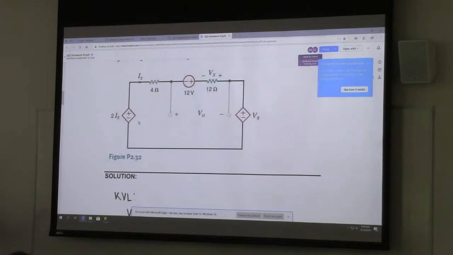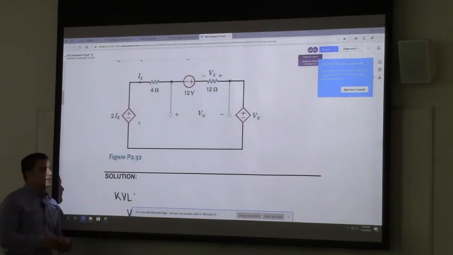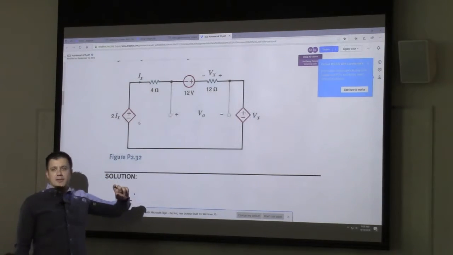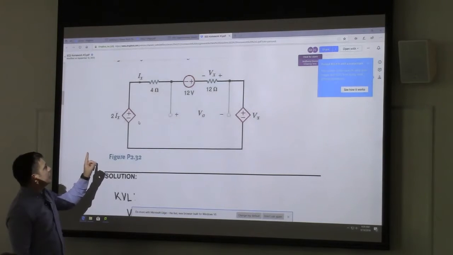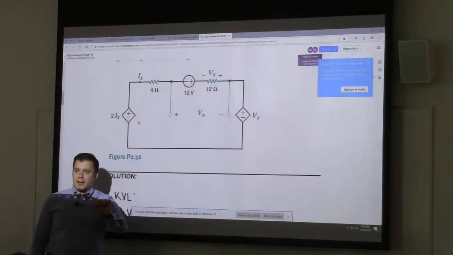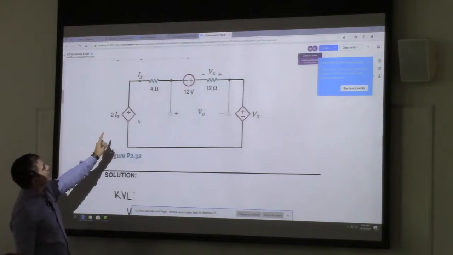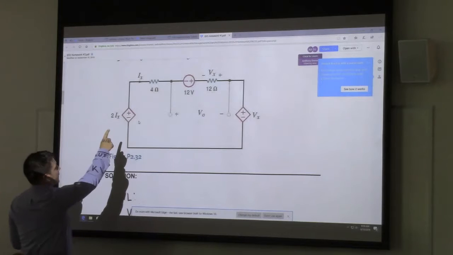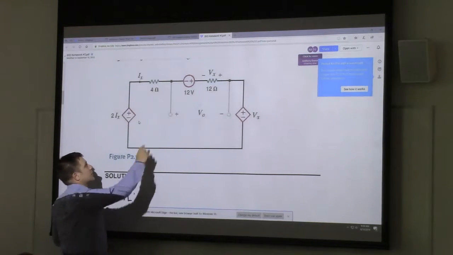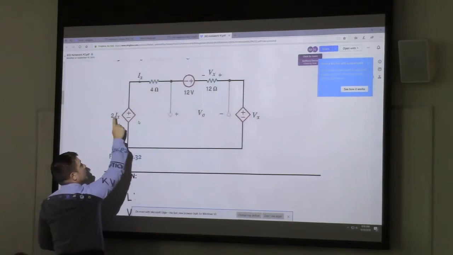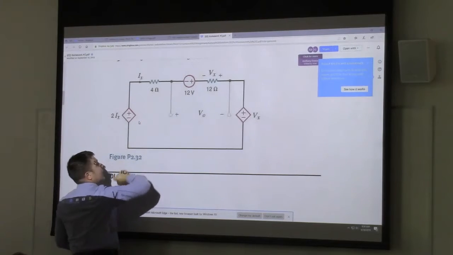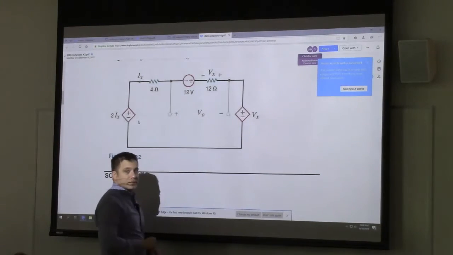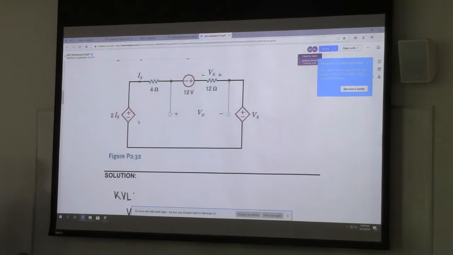So let's do this in our head. We'll say it, and then we'll see if it matches what we should see. First, I'm going to assume that this polarity here is the positive one for going around the loop. So 2Ix, that's the voltage. And then over here, I'm going to assign this a voltage. Essentially, it's going to be Ix times 4 ohms, right? Because the passive sign convention would say that the polarity will be positive and negative. So it'll be 2Ix minus 4Ix minus V out minus Vx equals 0. Let's see if that matches what they wrote.